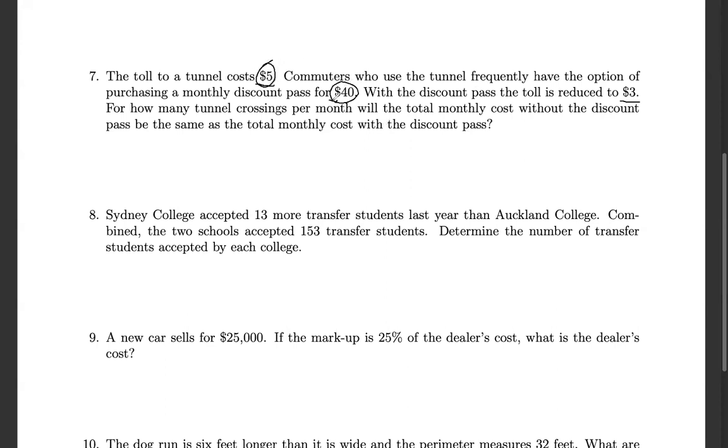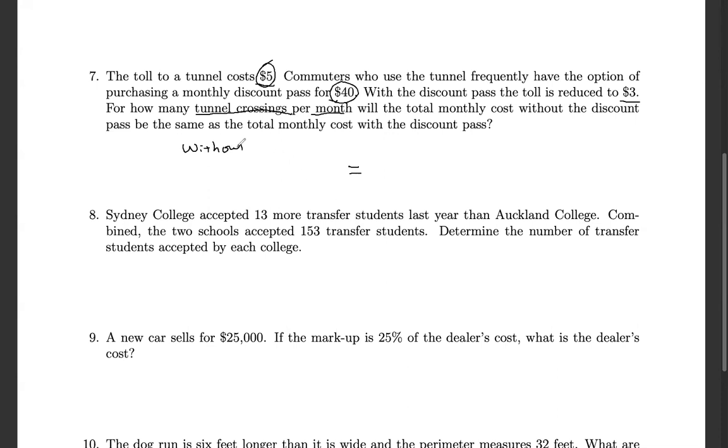If you don't spend $40 to buy the membership, each time you cross the tunnel, you have to pay $5. Now, because you spend $40 upfront to buy the discount, it only costs you $3 for each crossing. Question: for how many tunnel crossings per month will the total monthly cost without the discount pass be the same as the total monthly cost with the discount? Okay, so one without discount. The same means equal to each other.